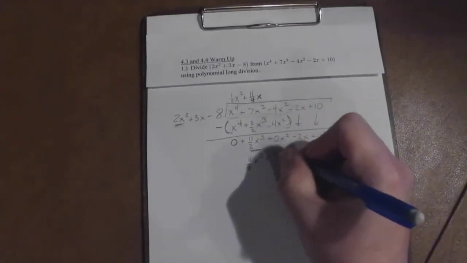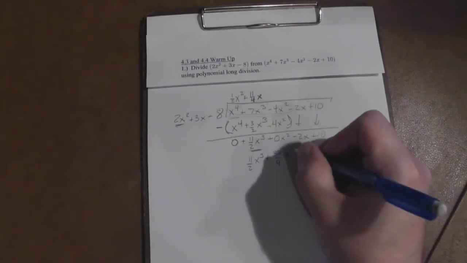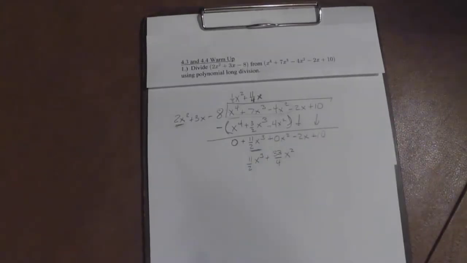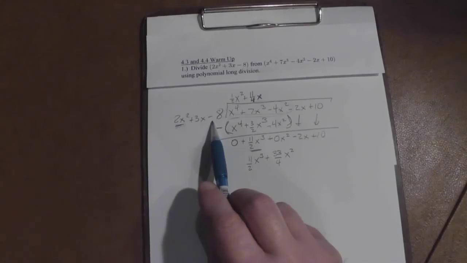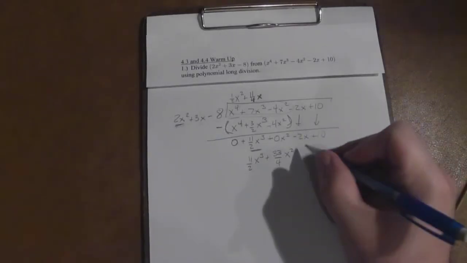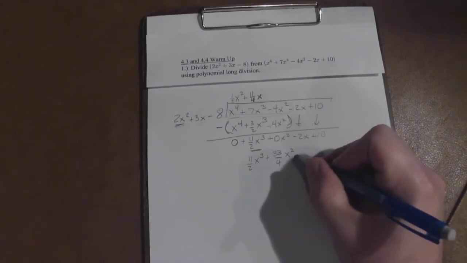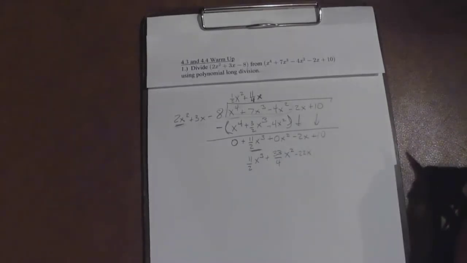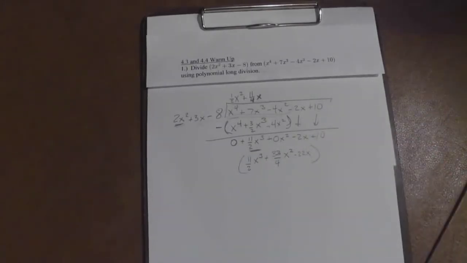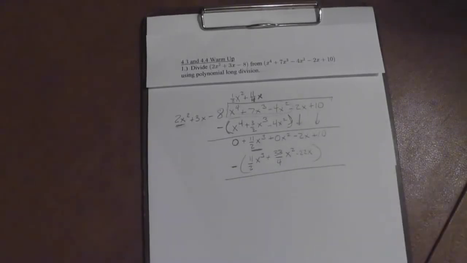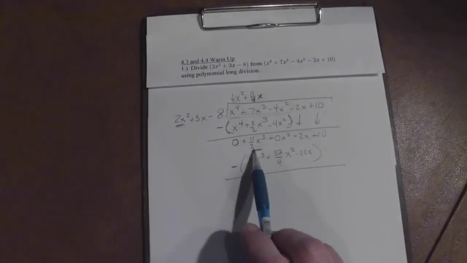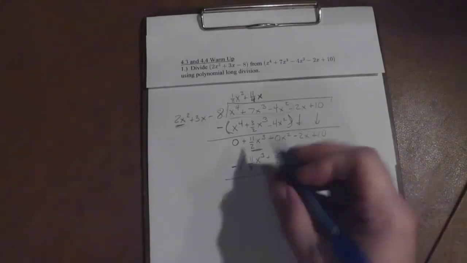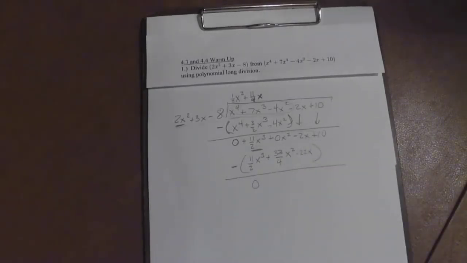11 fourths x times the 3x would produce plus 33 fourths x squared. And the 11 fourths x times the negative 8 would produce negative 88 fourths, which we could simplify to negative 22x in value, where I am going to take that entire quantity and in the division process subtract it from these three terms above. Now, certainly 11 halves x cubed minus 11 halves x cubed is nothing, right?